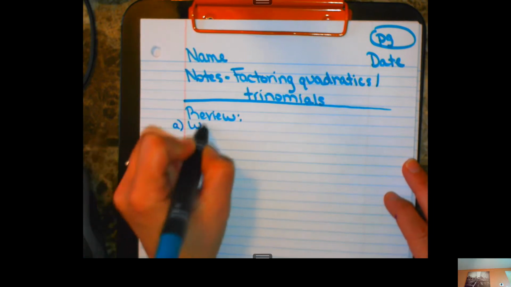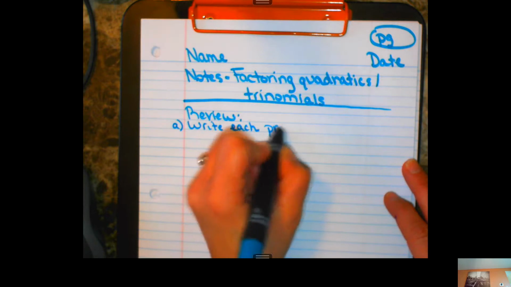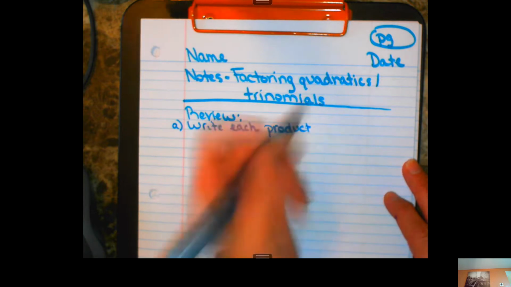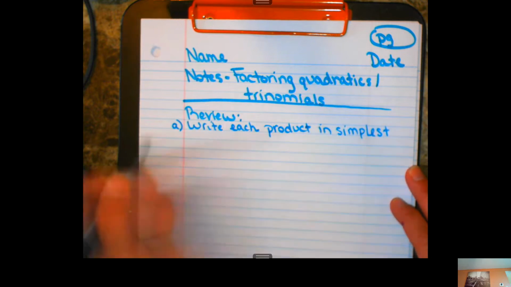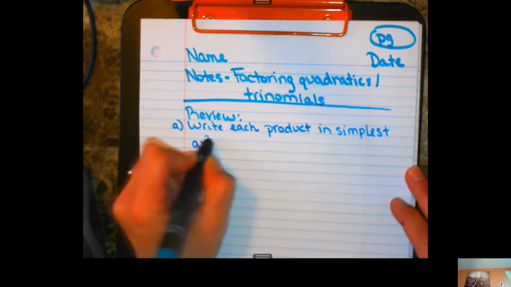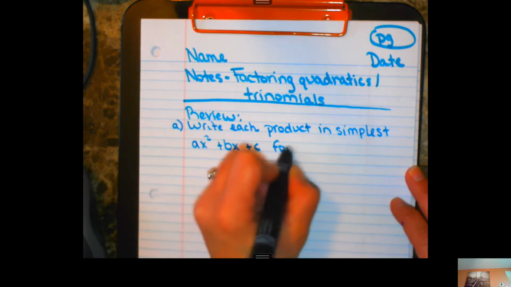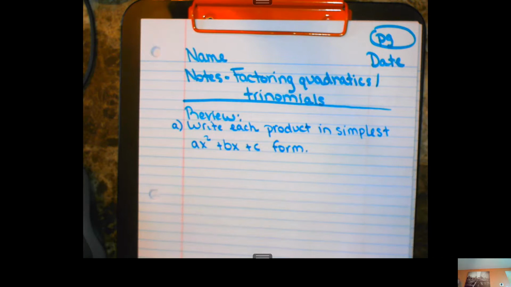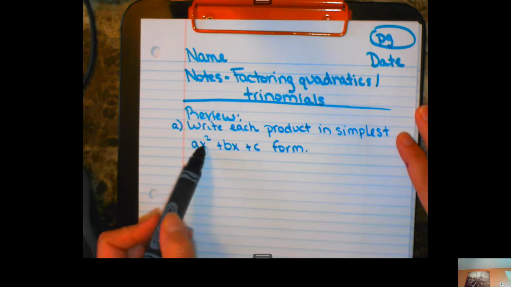Write each product in simplest ax squared plus bx plus c form. I'll explain that. So I'm going to give you two binomials. That's an expression with two terms. We're going to multiply them, and then we're going to simplify it into this form, which is standard form. So we're going to have the highest exponent first and so on.